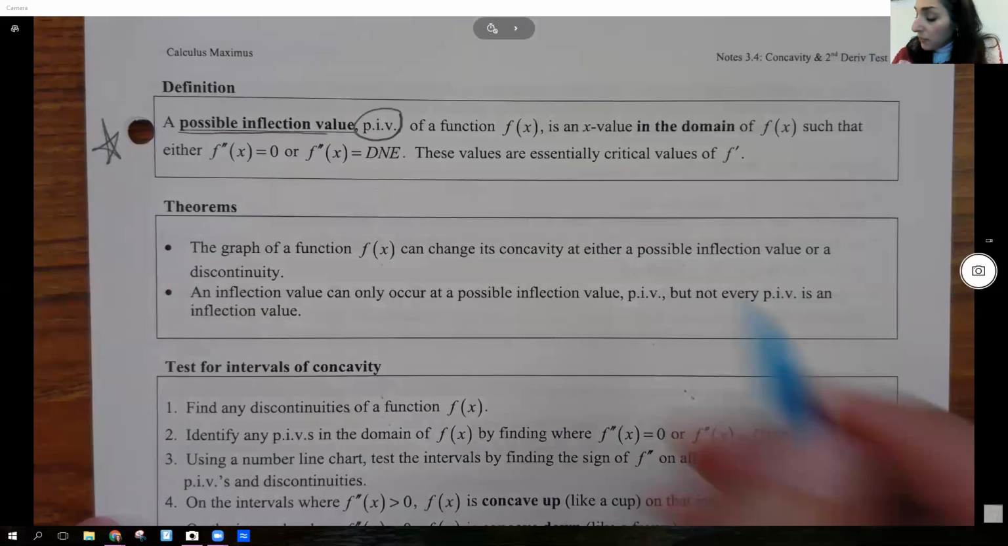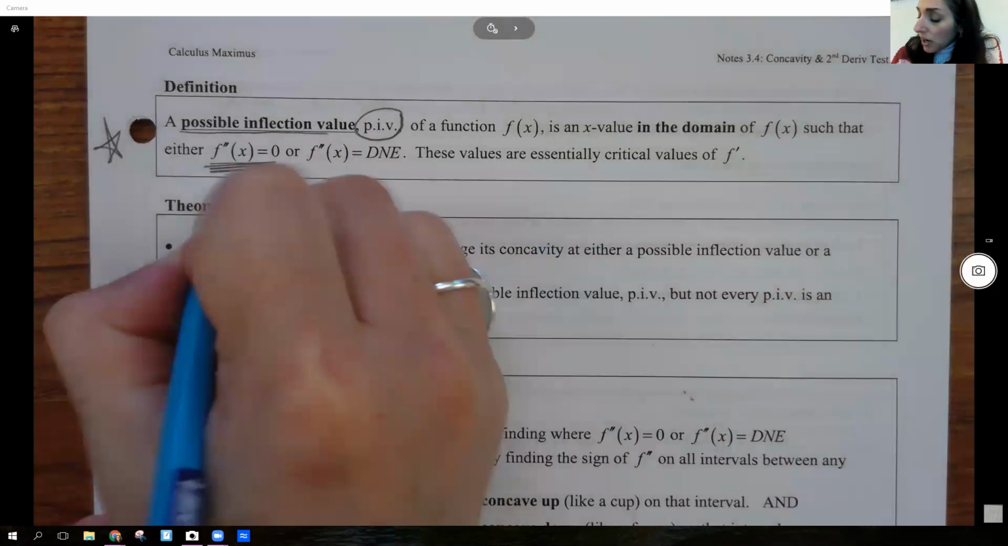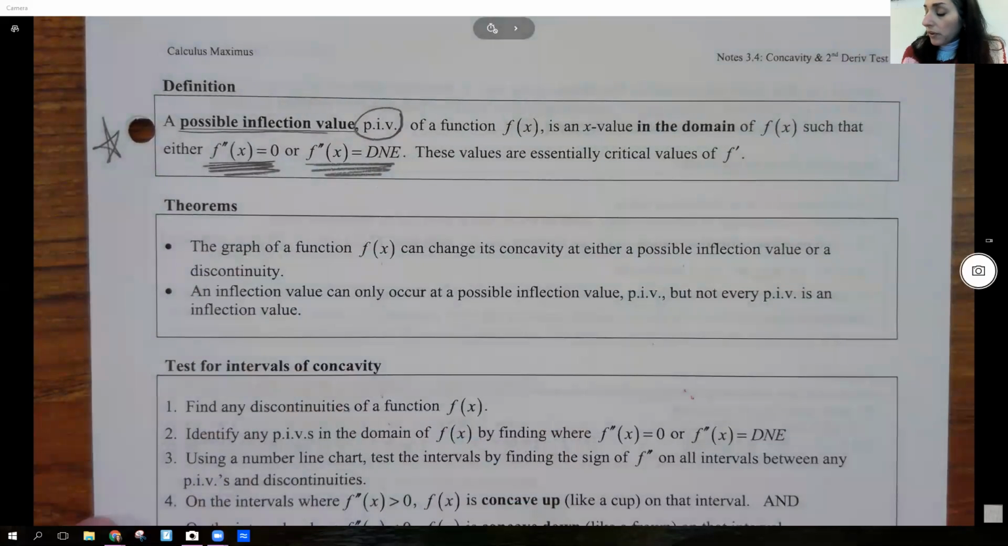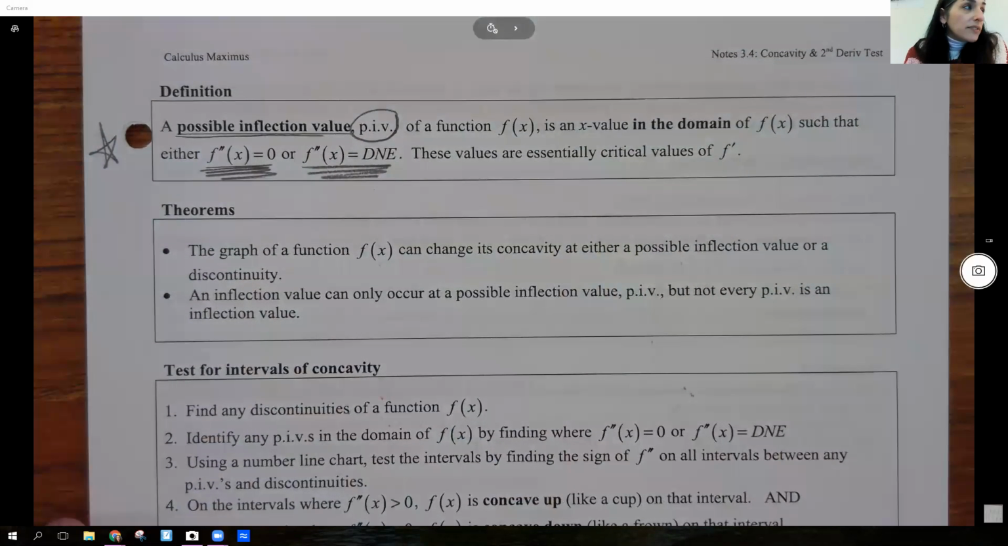How do you find that? Well, you do like we just talked about. Set the second derivative equal to 0 and solve, or figure out where the second derivative does not exist. That's going to give you a list of critical values. Some of them will be inflection points. Some of them won't, depending on how the graph behaves on either side.